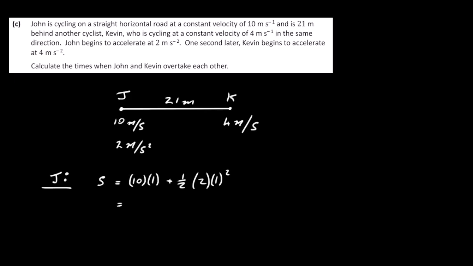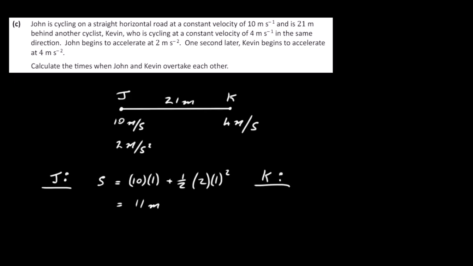So when you work that out, you get 10 plus a half of 2, which is 1, 1 times 1 is 1. So he's going to travel a distance of 11 meters in that 1 second. Now what about Kevin then? How far does he actually go?